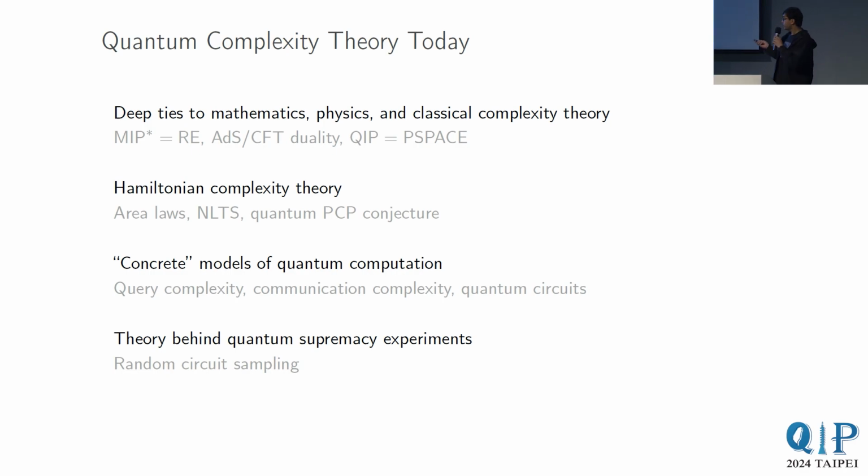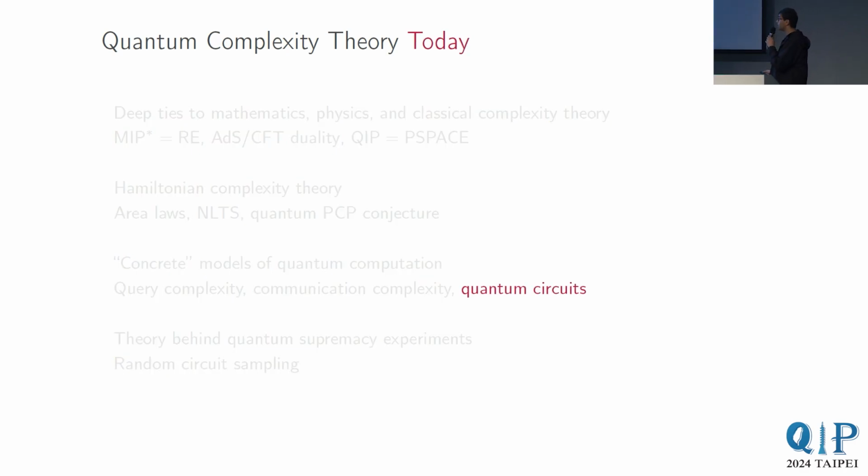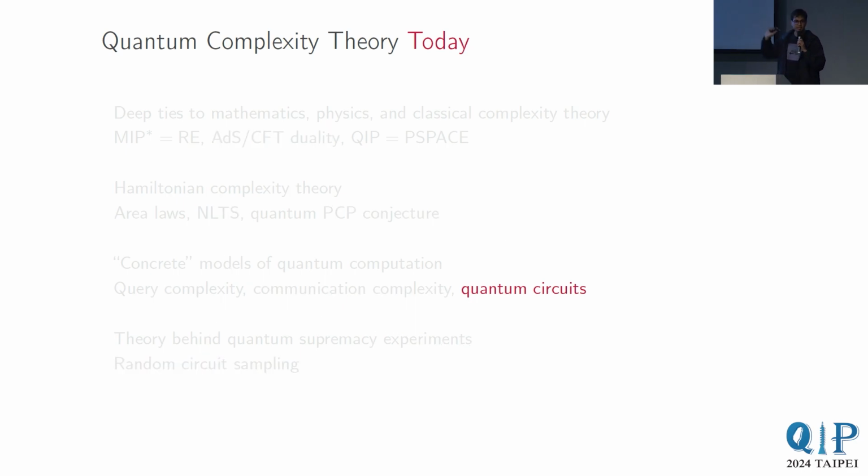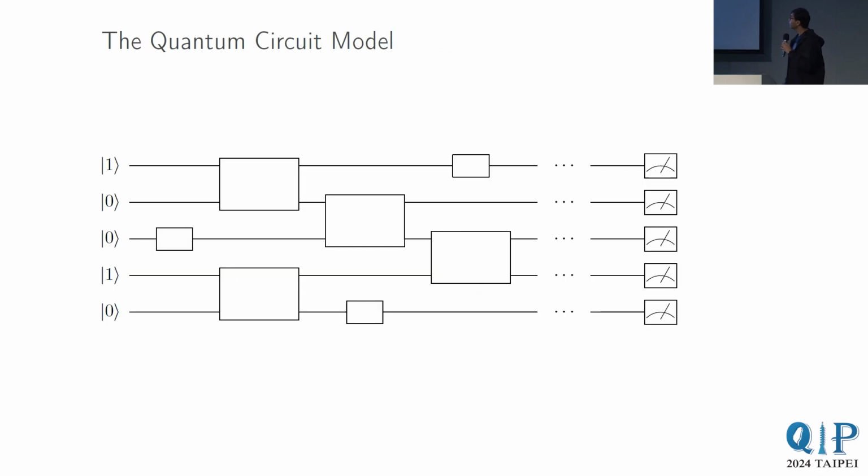But today in particular, I'm going to be talking about quantum circuit complexity. So it's a concrete and simple model of quantum computation. And this area of quantum circuit complexity is connected to all of these other strands, but I'm not going to focus on any of these connections. I'm just going to focus on quantum circuits for their own sake, right?